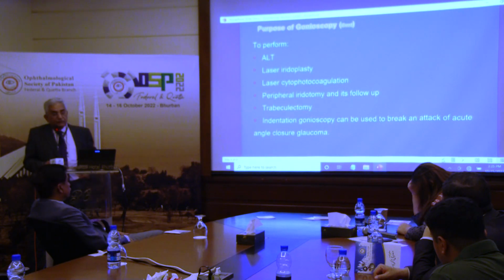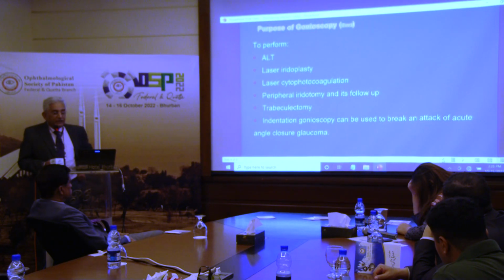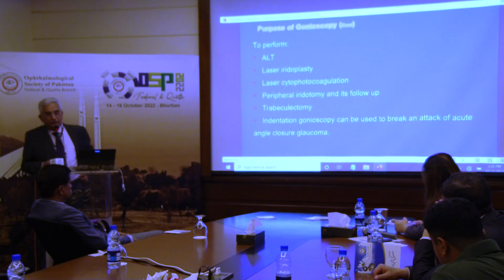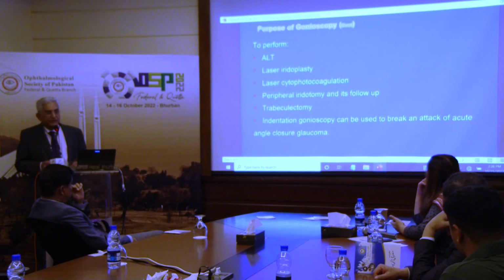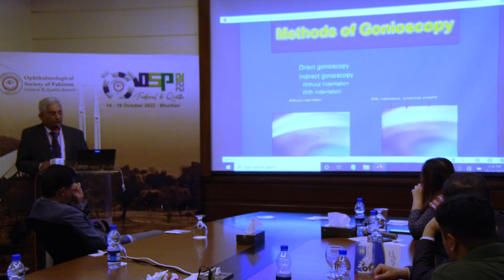And to perform ALT, if you want to master performing an ALT, you should know gonioscopy. If you want to do an SLT, you should know gonioscopy, laser iridoplasty, laser cyclophotocoagulation, PI for a simple angle closure glaucoma. After trabeculectomy, if you want to see if there is an incarceration of the vitreous. Indentation gonioscopy can be used to break an acute attack of angle closure, and it gives you the anatomy of the angle as well. How do we do it?